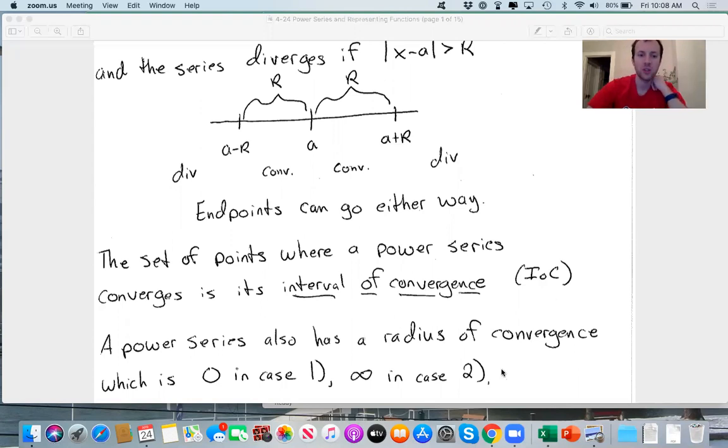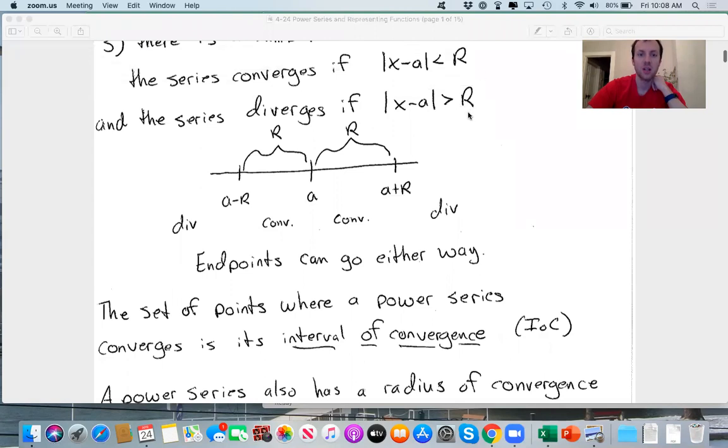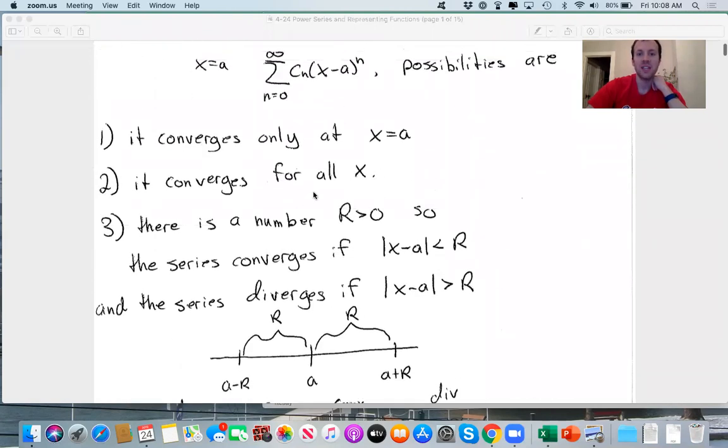The radius of convergence is the r here, or infinity in case 2, if we think of the whole number line as an infinite interval, or 0 in the case of just the center. We think of a point as an interval without any length.